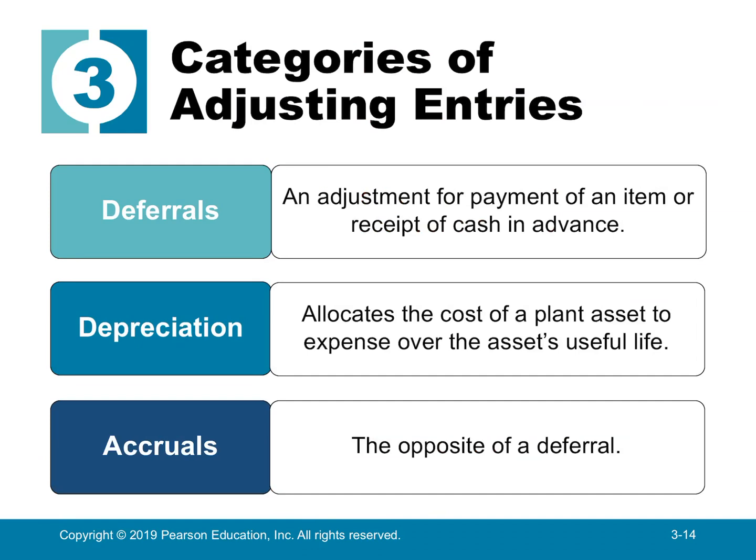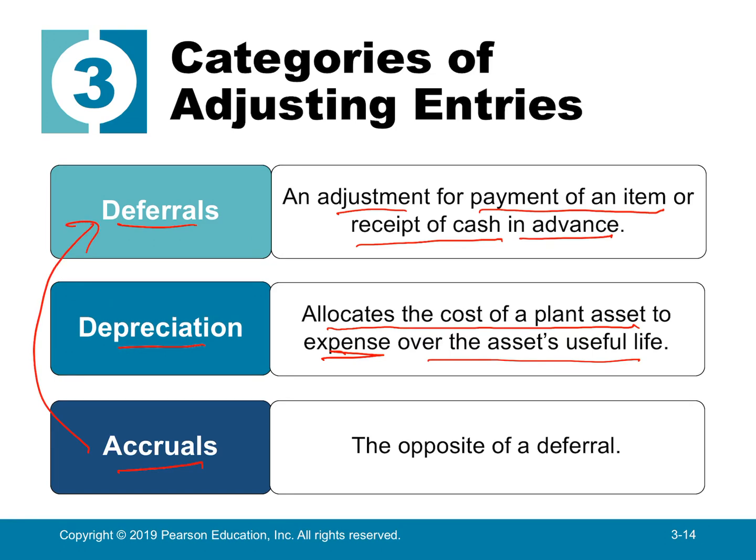To have an adjusted trial balance, we have to do some adjusting journal entries. So first, let's just quickly look at some definitions, but let's dive right into examples because I think the examples are much more helpful than just looking at the definitions. So a few words you have to learn here: deferrals, depreciation, and accruals. A deferral is an adjustment for payment of an item or receipt of cash in advance. Depreciation is just allocating the cost of a plant asset to expense over the asset's useful life. And accrual is just the opposite of a deferral.